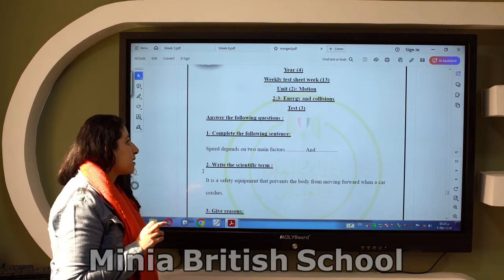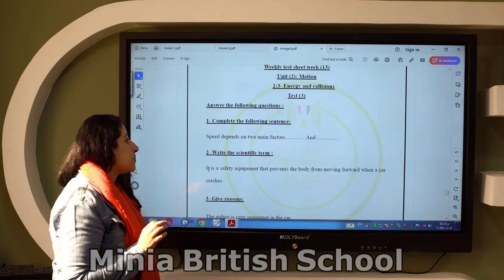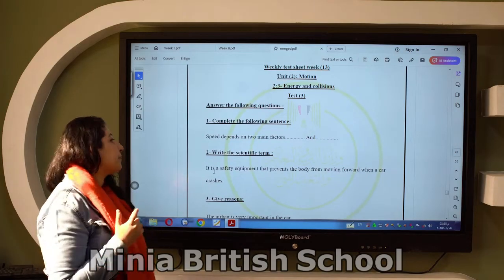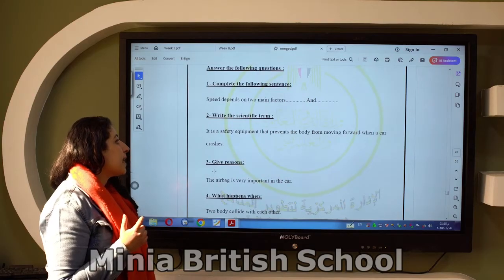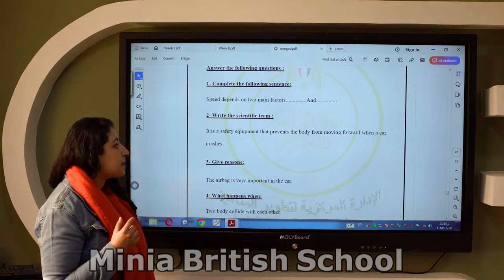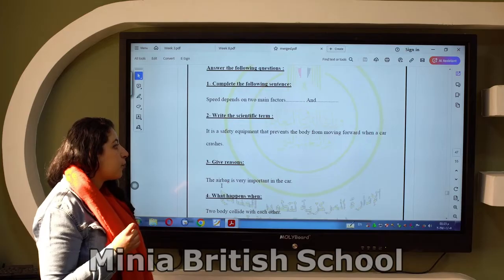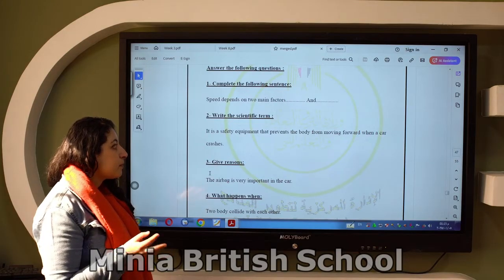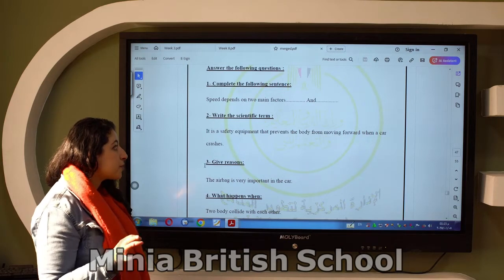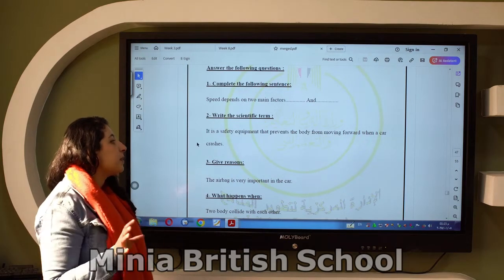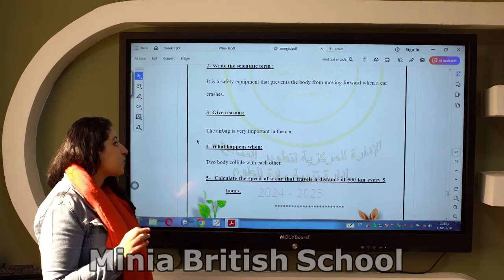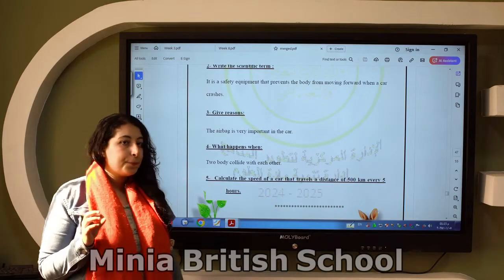Week 13, test 3. Complete the following. Speed depends on 2 main factors, distance and time. Write the scientific term. It's a safety equipment that prevents the body from moving forward when a car crashes. Seat belt.